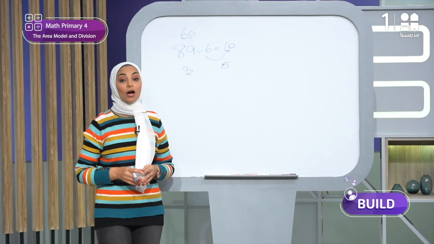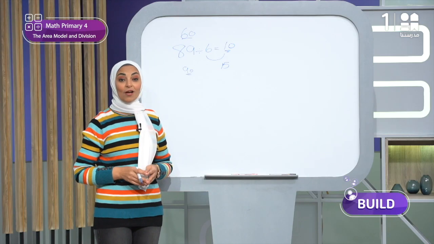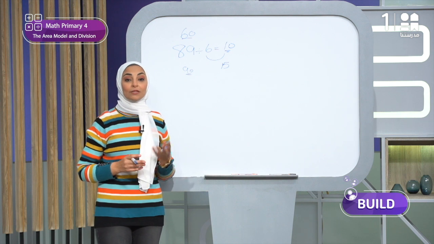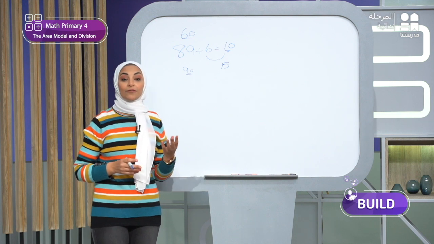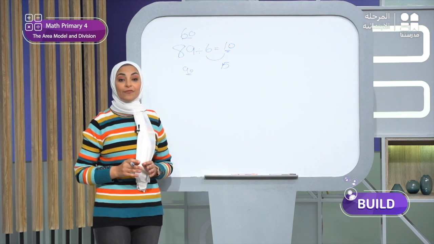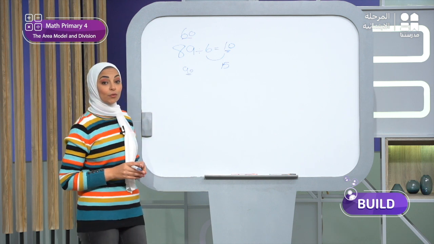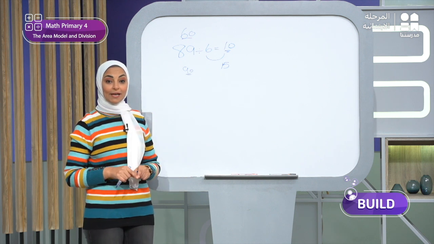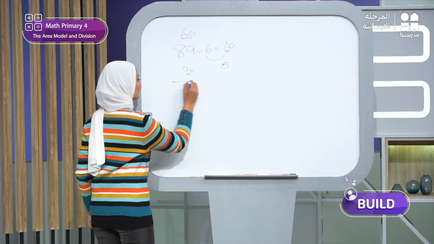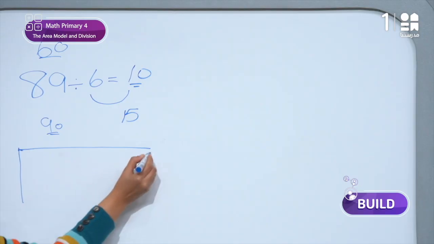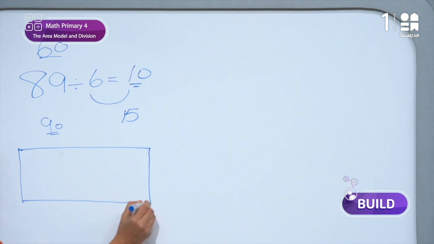So let's learn how to use the area model strategy. From this problem, we know that the dividend is 89 and the divisor is 6. In the first step, we'll draw what? Yes, as you know, for the area model, we should draw the rectangle. Let's draw it all together. So I will start to draw my rectangle like this.